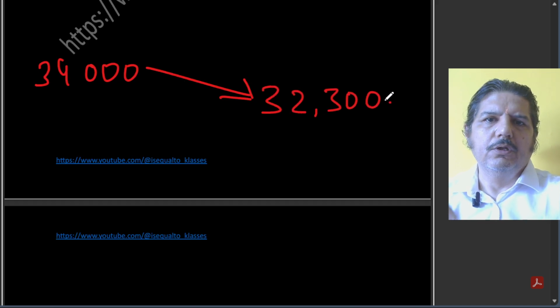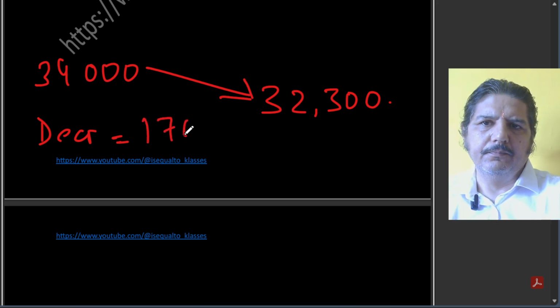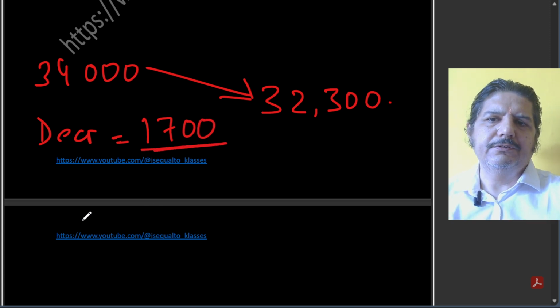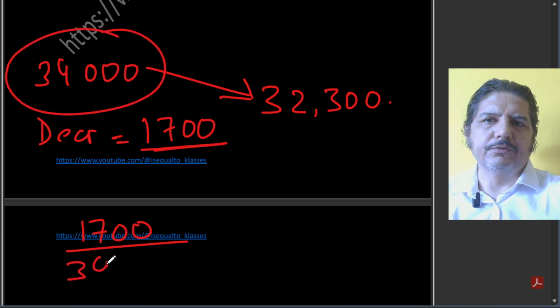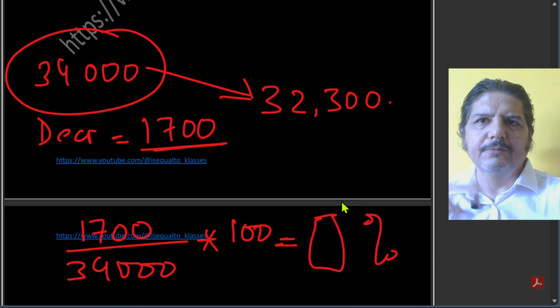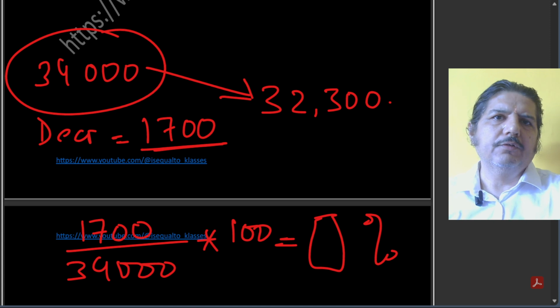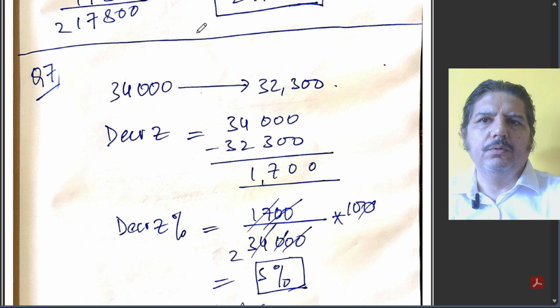32,300. So how much decrease was there? The decrease was 34,000 minus 32,300, so it is 1,700. Now 1,700 divided by the original. Original is 34,000 multiplied by 100. So you calculate this, and this will give you the percentage decrease. Hope this is making sense. This is one of the important concepts. So if there is any doubt, please let me know in the comment section.